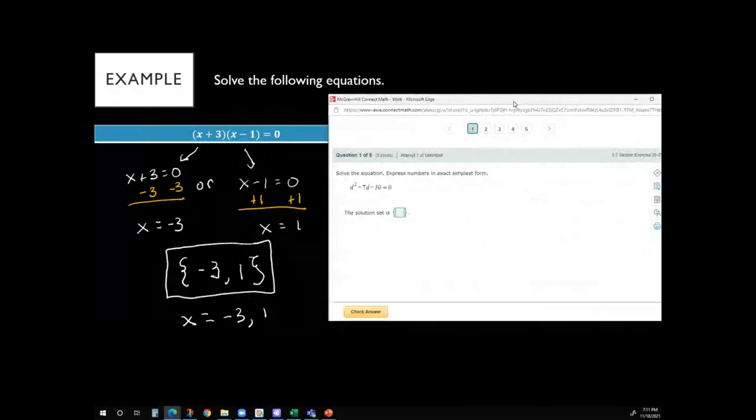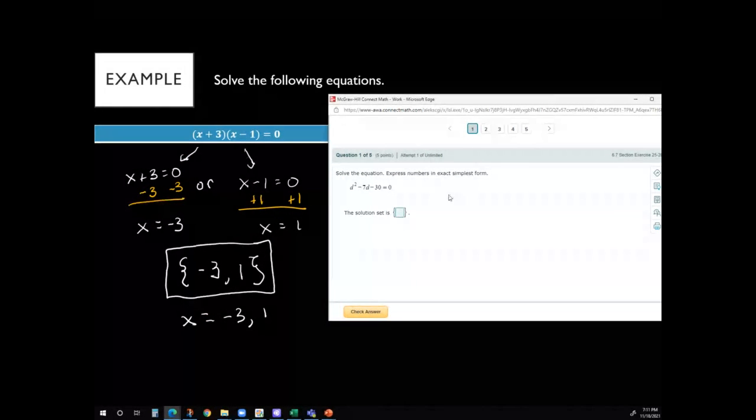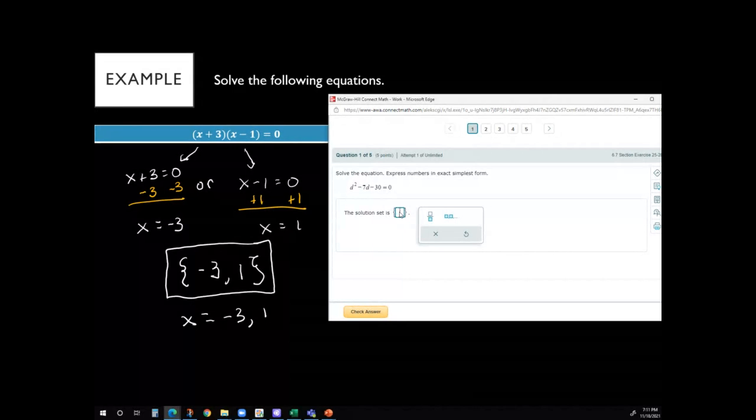Yes, so this is just the first on the factoring. They already give you the curly braces, so all you have to do is type your answers in here separated by commas. So that's why there's this right here to give you commas. So you don't have to enter in the curly braces, they're already there for you. All you have to do is put in the numbers separated by commas.